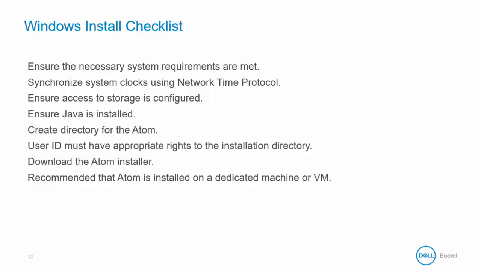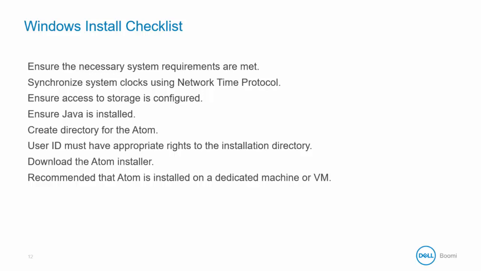This includes: make certain that your system and your virtual machine meet the necessary system requirements. Synchronize system clocks using Network Time Protocol, NTP, of all servers, VMs, and centralized storage. Ensure access to shared storage is configured if you are using it. Make sure that Java is installed prior to the installation. If not, the Atom installer prompts to download and install Java.